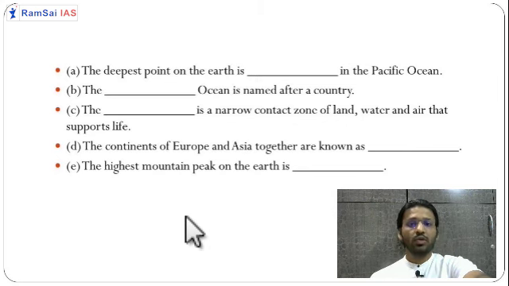Then the continent of Europe and Asia together is known as, very simple, that also we have seen. The highest mountain peak of the earth, very, very simple, that also we have seen. So hope guys you have understood the chapter. Very simple chapter.